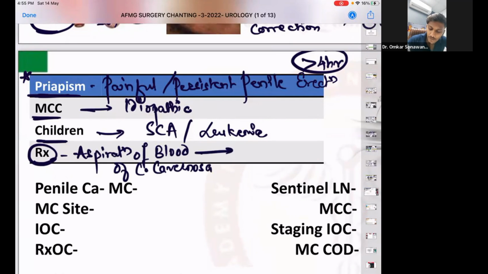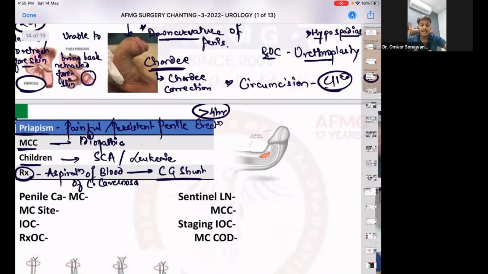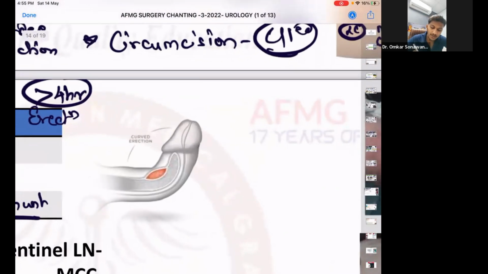If this fails, then we perform a cavernosa granular shunt. No issues with this. Please remember this, important. Next, whatever you were talking was this one.